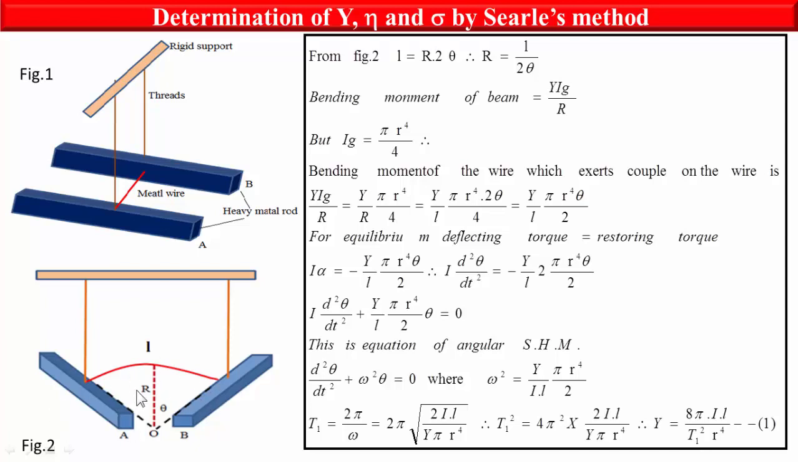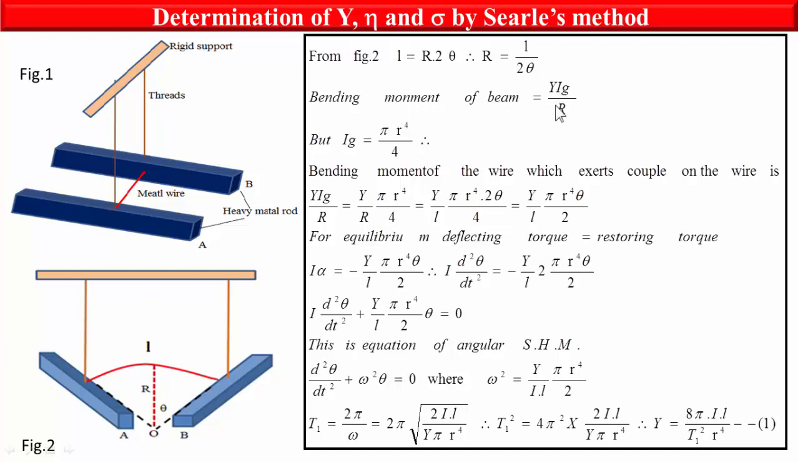Now from this figure 2, let us suppose that L represents the length of the wire fixed between two metal rods, and R represents the radius of curvature of the wire, and theta is the angle subtended. Therefore, from figure 2 we write L is equal to R into 2 theta, and therefore R is equal to L upon 2 theta. Now the bending moment which is developed in the wire is equal to Y Ig by R.